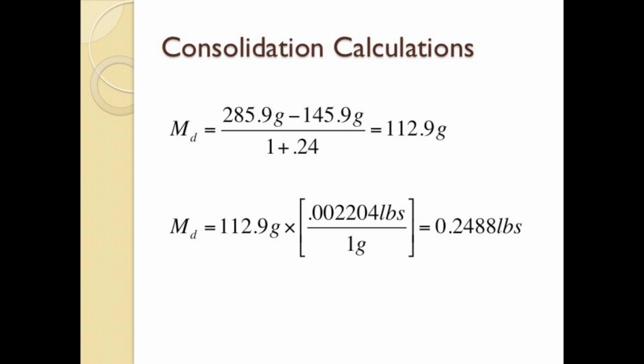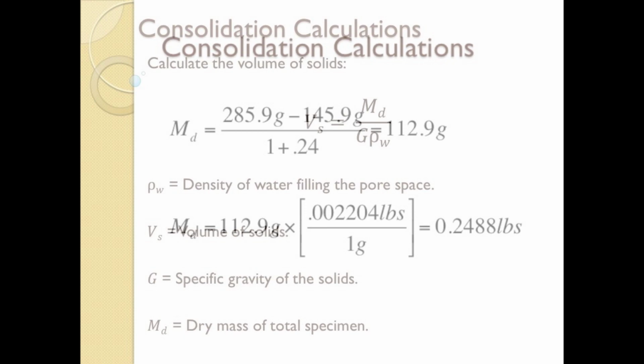285.9 minus 145.9 is equal to the wet mass of the soil specimen. The water content after the test came to 0.24, which was 24%. The total dry mass of the specimen was calculated to be 112.9 grams. After converting from grams to pounds, the dry mass is 0.2488 pounds.